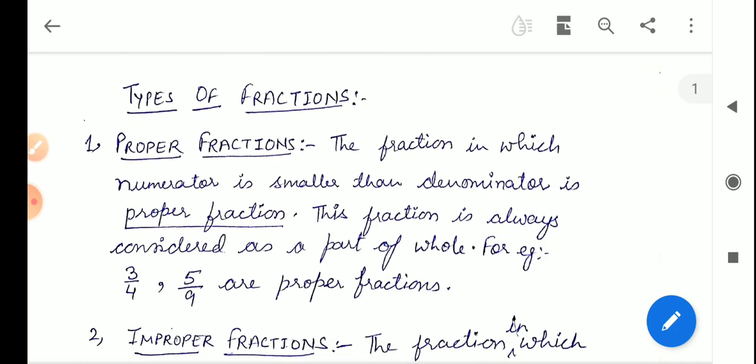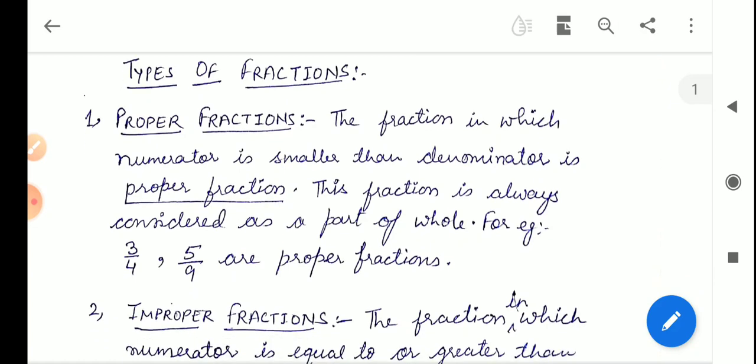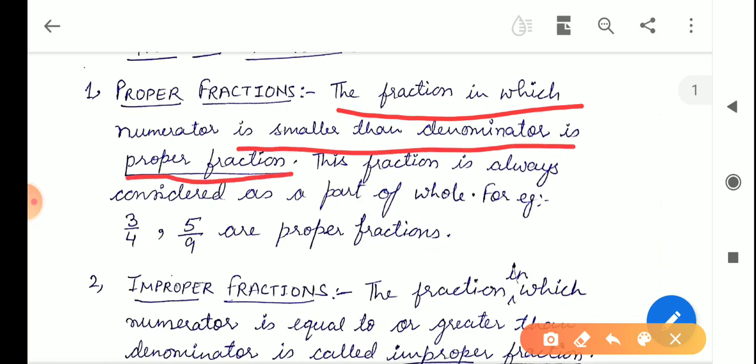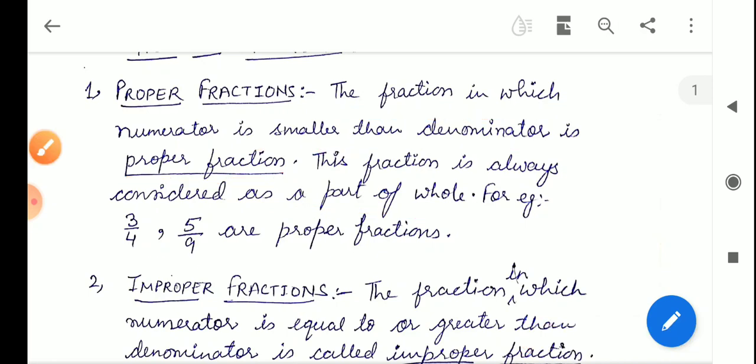These are all things we have already studied; we are just recalling them. First one is proper fraction. As I have already told in the definition, the fraction in which the numerator is smaller than the denominator is known as a proper fraction. It is always considered as a part of a whole. So for example, 3 by 4, 5 by 9, all these are proper fractions.